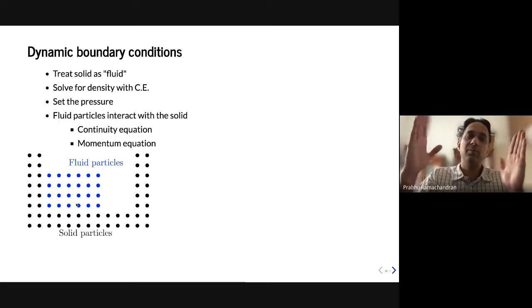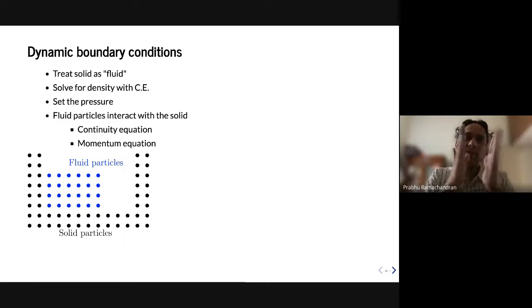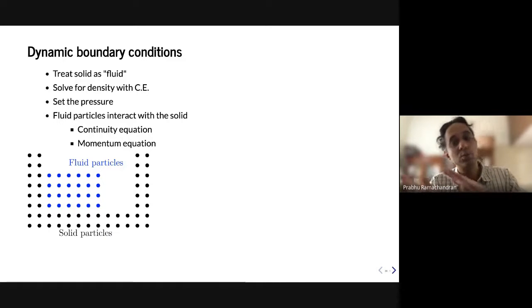So if the fluid particles come close to the wall, essentially the density is going to increase. That's going to cause a rise in pressure. It's going to push back the fluid particles. So the idea is you essentially treat the solid also like a sort of fluid, and you allow them to just interact as if they are two fluids. And therefore, the particles can interact through either a continuity equation or a momentum equation. So you can apply no-penetration boundary conditions. You can apply no-slip boundary conditions and things like that very easily with this sort of a method.